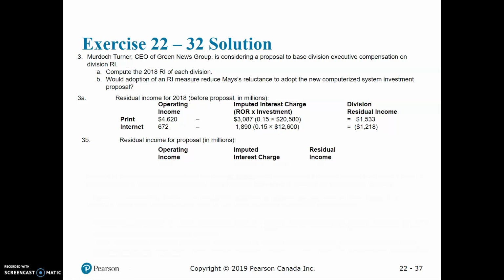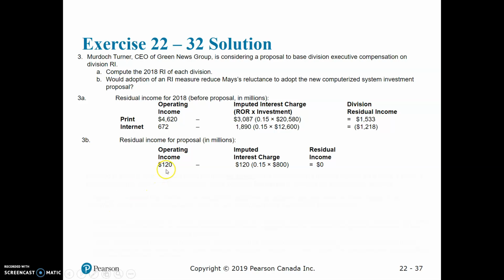Now let's look at part B of question number 3. Would adoption of an RI measure reduce Maze's reluctance to adopt the new computerized system investment proposal? So for solution 3B, let's create 3 columns. Again, the columns are operating income, minus the imputed interest charge, to arrive at residual income. And now we are going to calculate the residual income for the proposal.